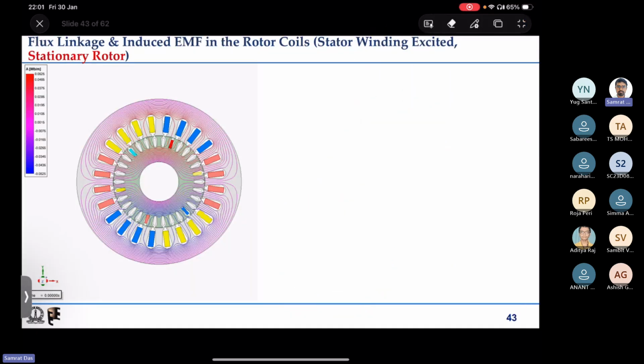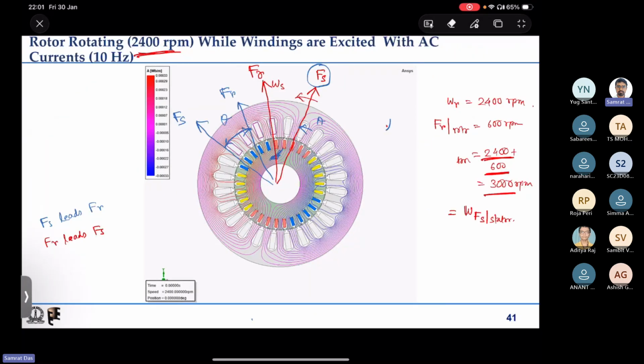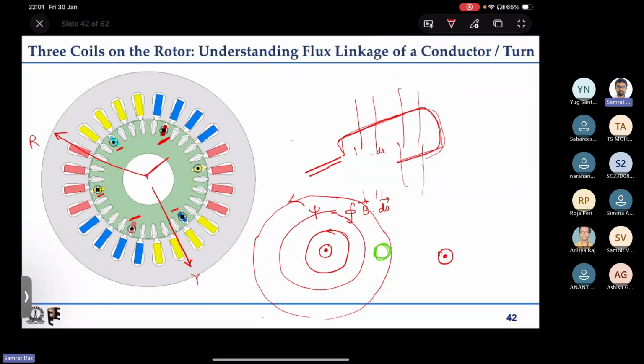Okay, I have drawn with respect to the stator. So this is the blue phase axis. These are the conductors, dot and cross, right? Now we have put three turns equally shifted from each other, that is, whose axes are shifted by 120 degrees in space, on the rotor.